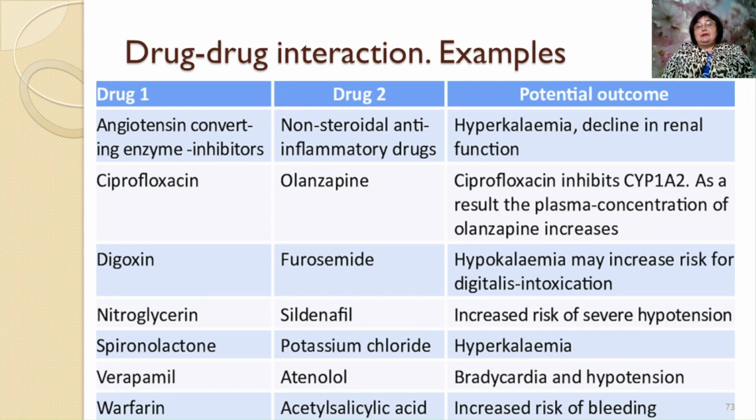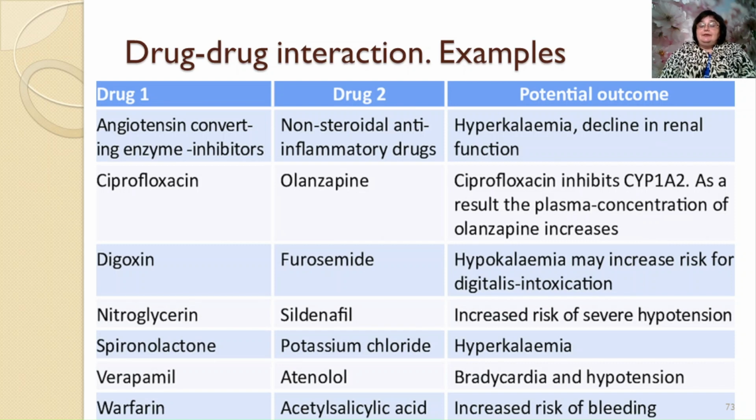Example of drug-drug interaction: angiotensin converting enzyme inhibitors with non-steroidal anti-inflammatory drugs. Hyperkalemia and decline in renal function can be a potential outcome of this interaction. Ciprofloxacin and olanzapine: ciprofloxacin inhibits cytochrome 1A2, and as a result the plasma concentration of olanzapine increases. Digoxin and furosemide: hypokalemia may increase the risk of digitalis intoxication.